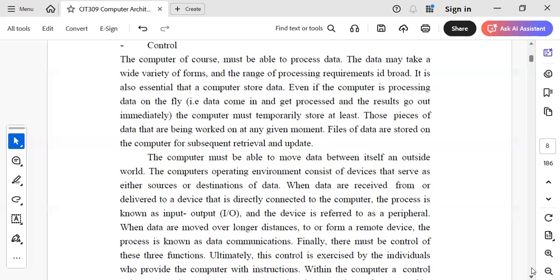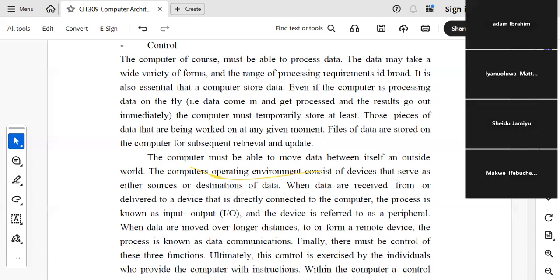Before you continue, let me ask a general question. What does it mean that the computer processes data on the fly? What's the meaning? Explain it to the class. What does that statement mean?